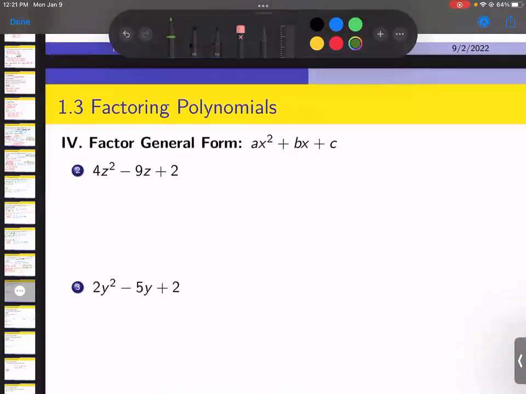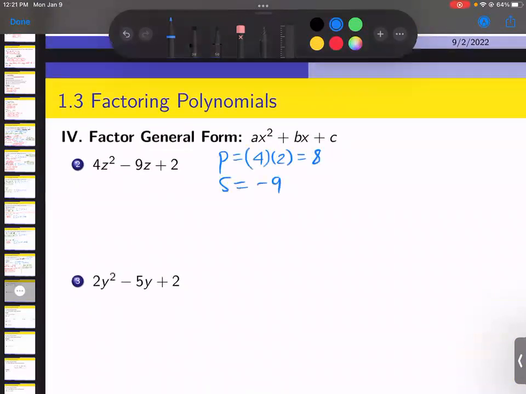Number 2. We'll do number 2 together, and then you guys try number 3. Product is 4 times 2, which is 8. And then sum is -9. Can you give me two numbers? Multiply is 8, and then sum is -9. Yeah, -8, -1. Now AC method. So I have 4x squared minus 8x, and then minus 1x plus 2.